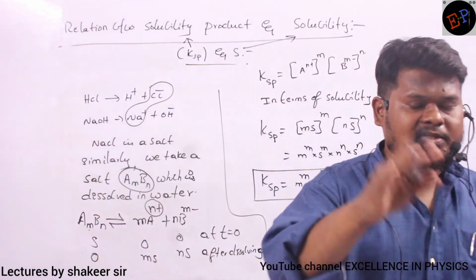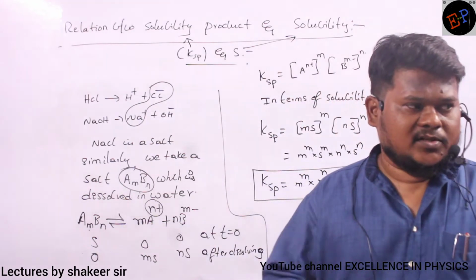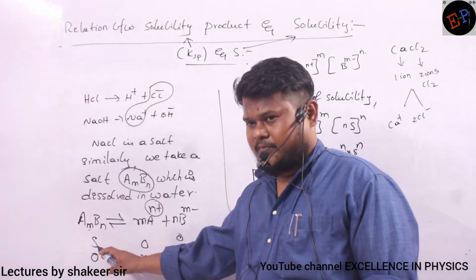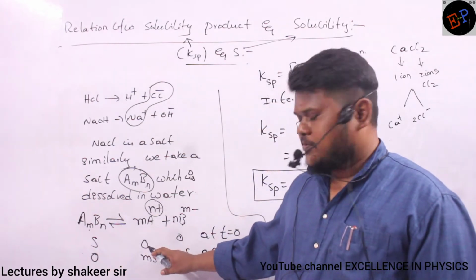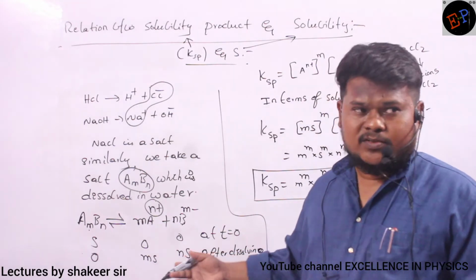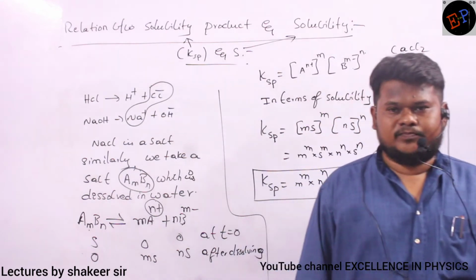When I just put this salt into water, the salt has not yet dissociated, no? It has not dissolved yet. So the amount of salt present is there, and the concentration of A plus ions present is 0, and the concentration of B minus ions is also 0, at t equal to 0. Are you able to understand?